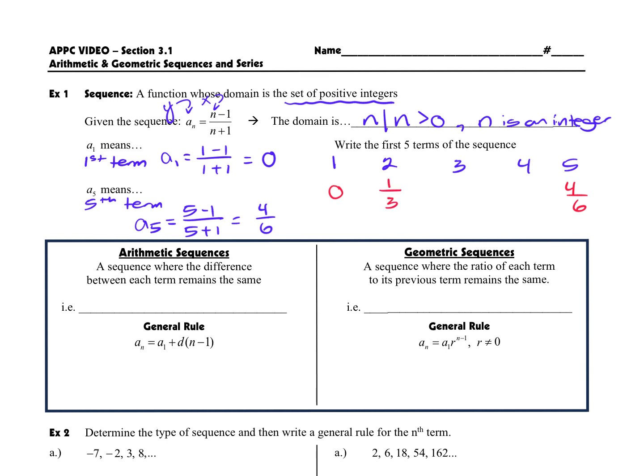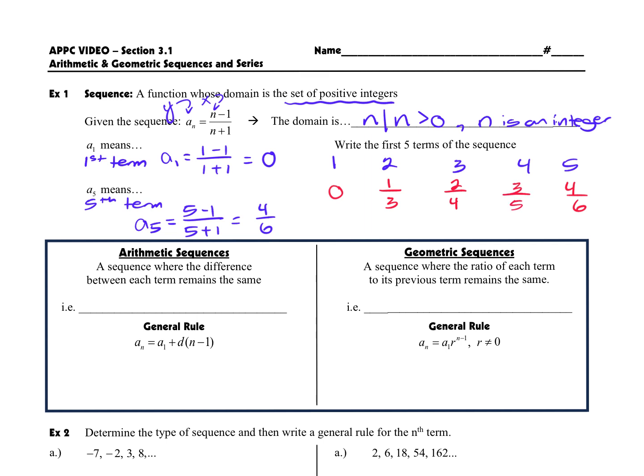I keep going. 3 minus 1. Again, we're just substituting into this little formula here. 3 minus 1 is going to give me 2. 3 plus 1 is going to give me 4. I'll reduce that in a second. And then let's go on to 4. 4 minus 1 is 3, and 4 plus 1 is 5.